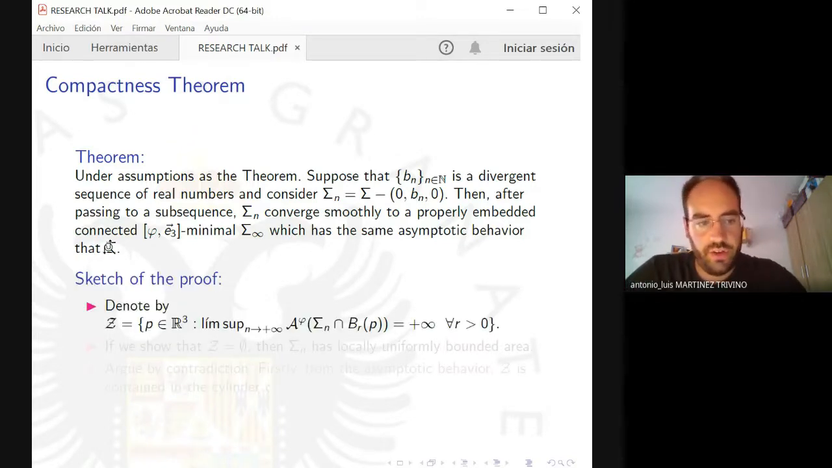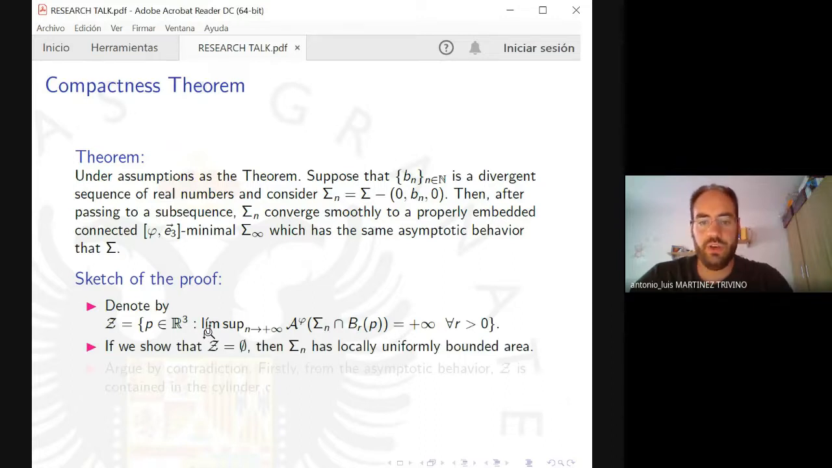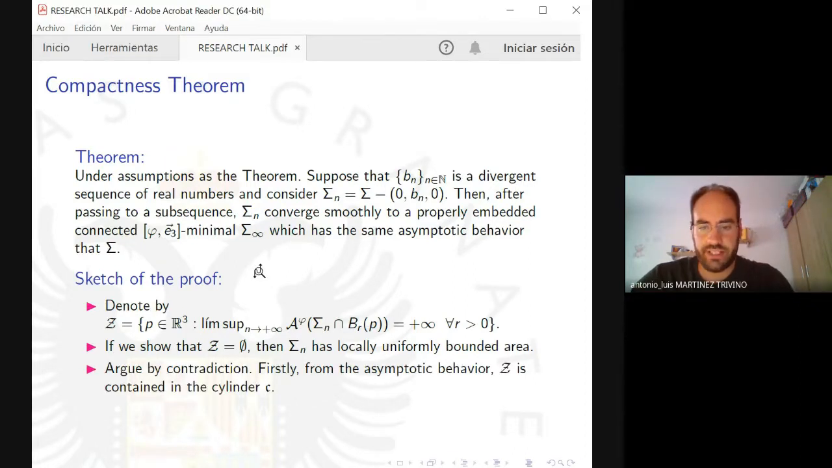This is the sketch of the proof. Denote by B the set of points of blow up of area. If we show that this set is empty, then this sequence has locally uniformly bounded area, so we can apply the compactness result of Brian White to ensure the existence of the limit. Okay, so we argue by contradiction. Assume that this set is not empty.